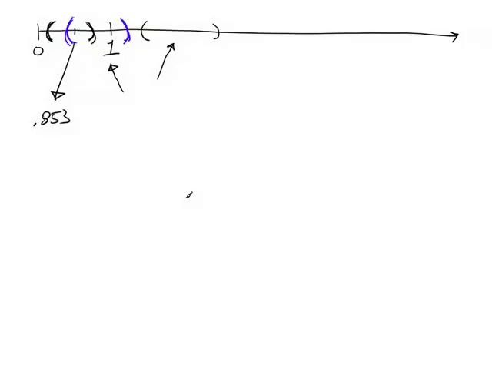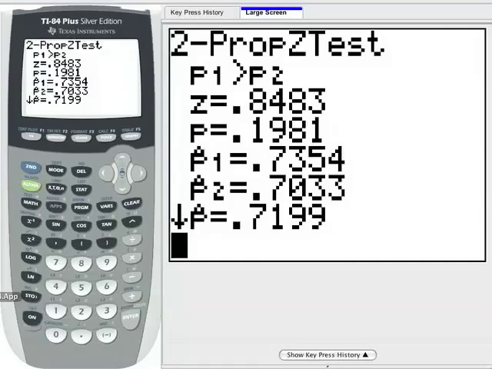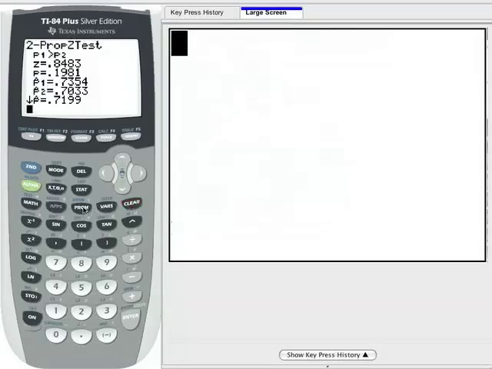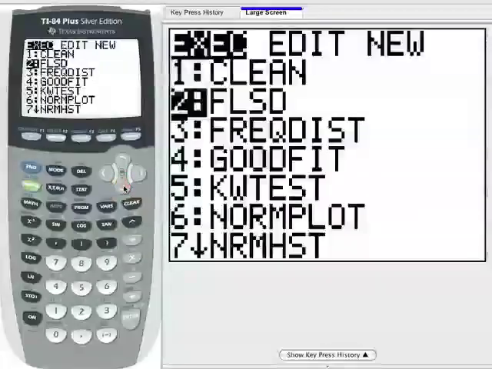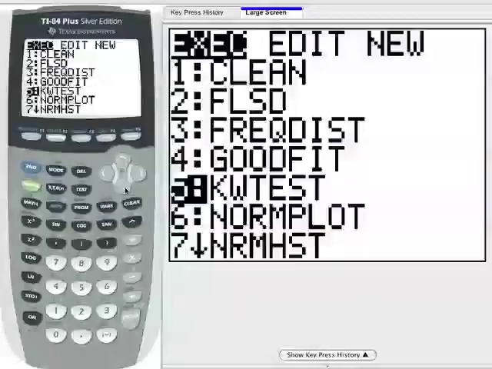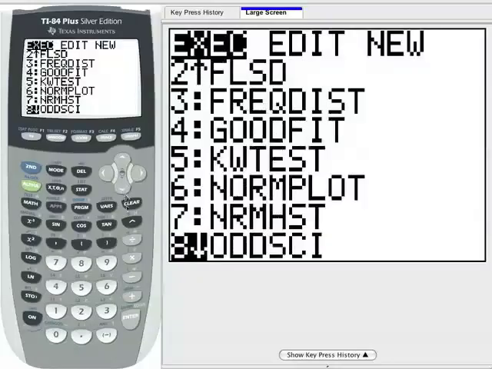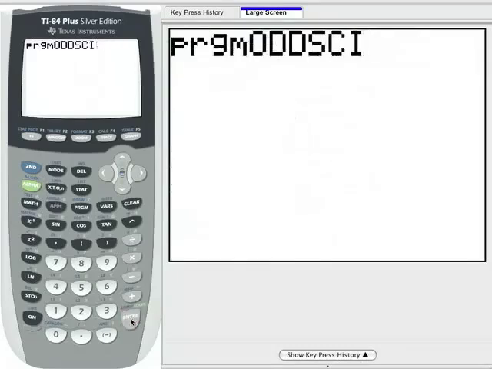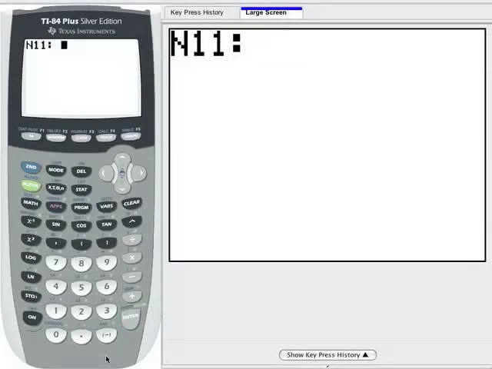Now, to compute the odds ratio, we're going to jump straight to the calculator and go to Program, and go all the way down to the program ODDSCI. That's Odds Confidence Interval. Select it, run it. Now the first thing it asks for is N11. Okay, let's go back to our table here.